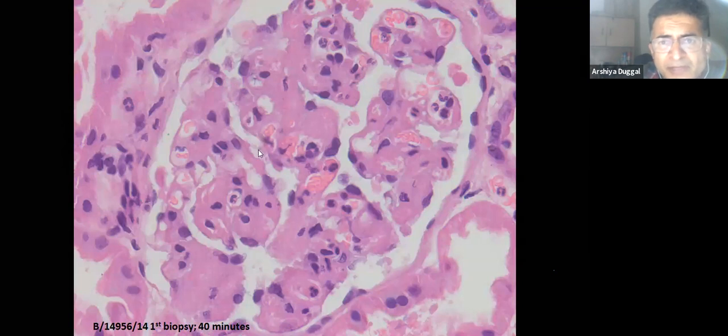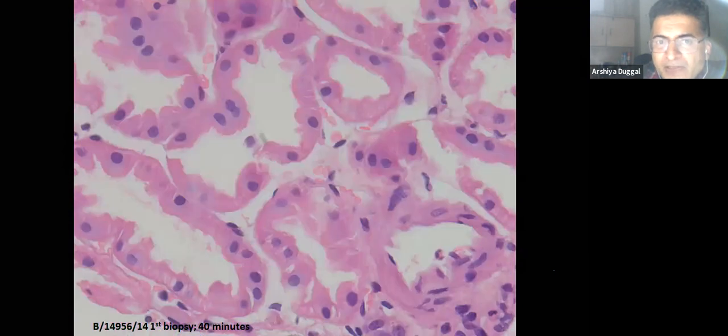When we go to high magnification, you can see these fibrin thrombi. In addition to that, there were some neutrophils coming in. So in addition to thrombi, there was some neutrophilic glomerulitis also. There was diffuse acute tubular injury, but the tubular injury was not that severe. So it was ATI only and not tubular necrosis.